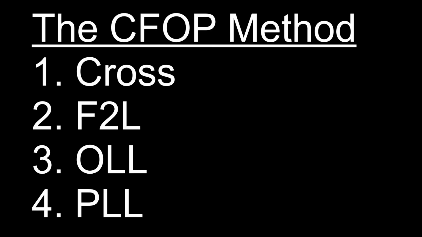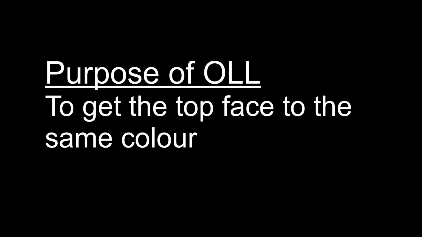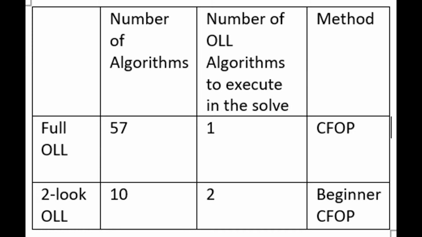Hello, in this tutorial I'll be teaching you 2-look OLL. OLL stands for orientation of the last layer. It is the third step of the CFOP method and it's used to get the top to the same colour. Full OLL is a one-step process and it requires you to learn 57 algorithms, which is quite a lot.